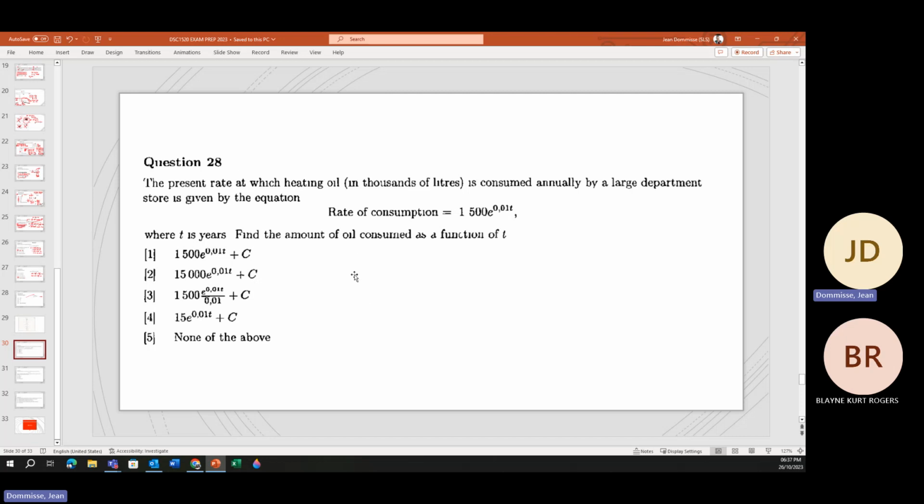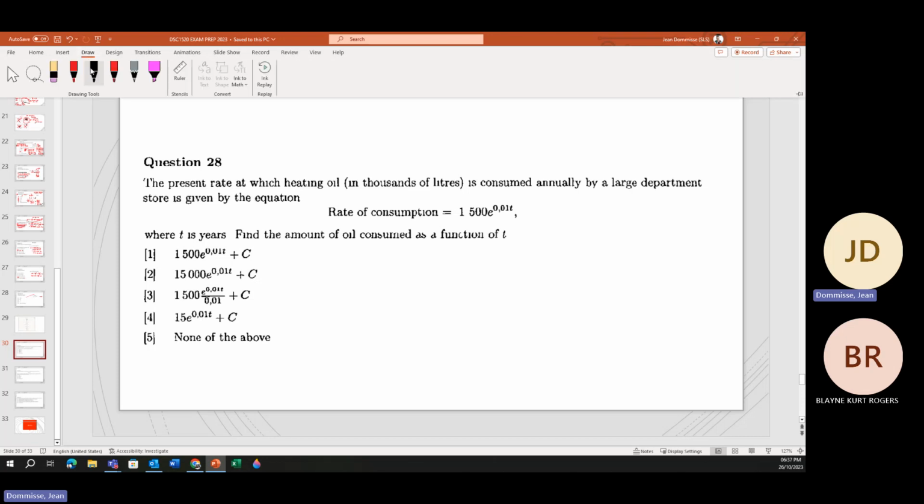I think this is going to be again a bit of a formula question, and some other things that we just need to remember how we do. So the present rate at which heating oil in thousands of liters is consumed annually by a large department store is given by this equation, where T is years. Find the amount of oil consumed as a function of T.